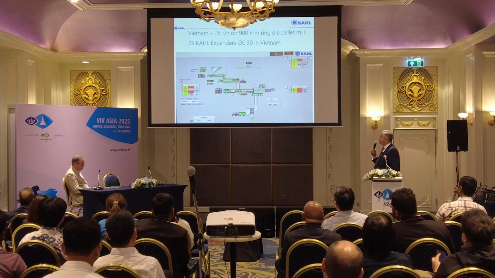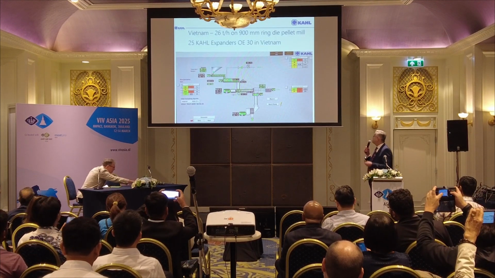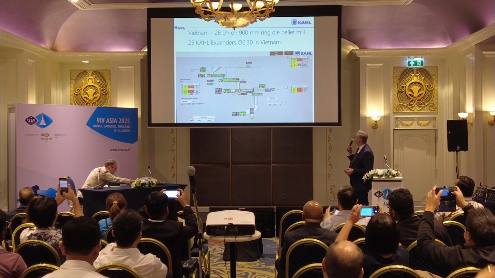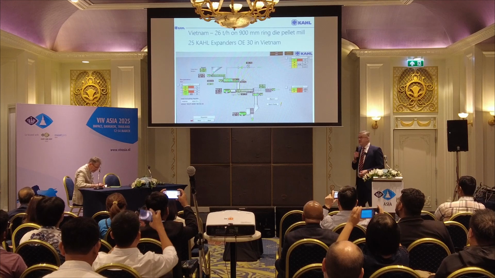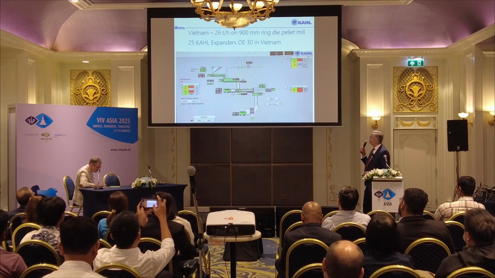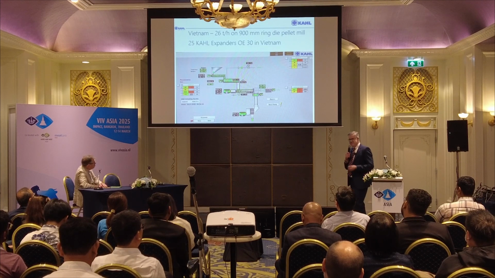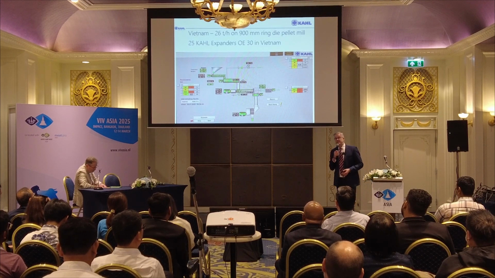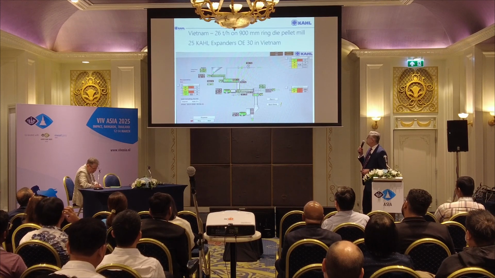This is a screenshot from a Vietnam line working with the expander from Kahl, on a 900 millimeter ring die pellet mill, 26 tons per hour capacity. We have in the meantime more than 25 expanders running in Vietnam. Roger said it nicely, it's a very dynamic market, Vietnam. And our numbers for expanders are growing well with the big players in Vietnam.